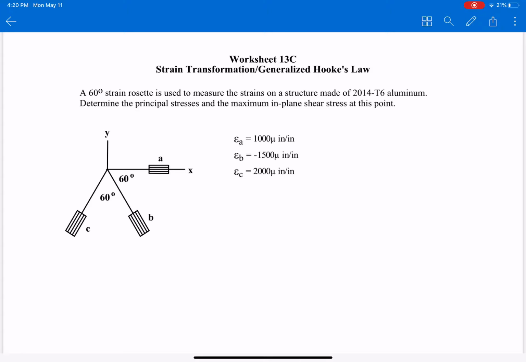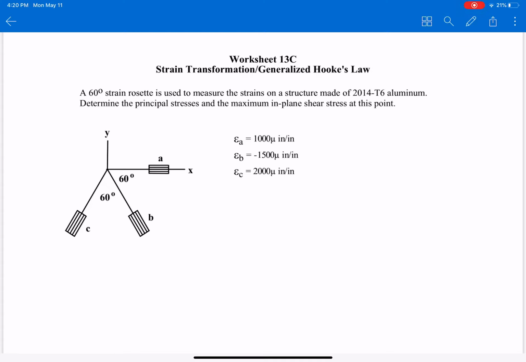At this point, they give us epsilon A, 1000 micro inch per inch, epsilon B, negative 1500 micro inch per inch, and epsilon C, 2000 micro inch per inch. So basically, this problem combines problem worksheets 13a and 13b.